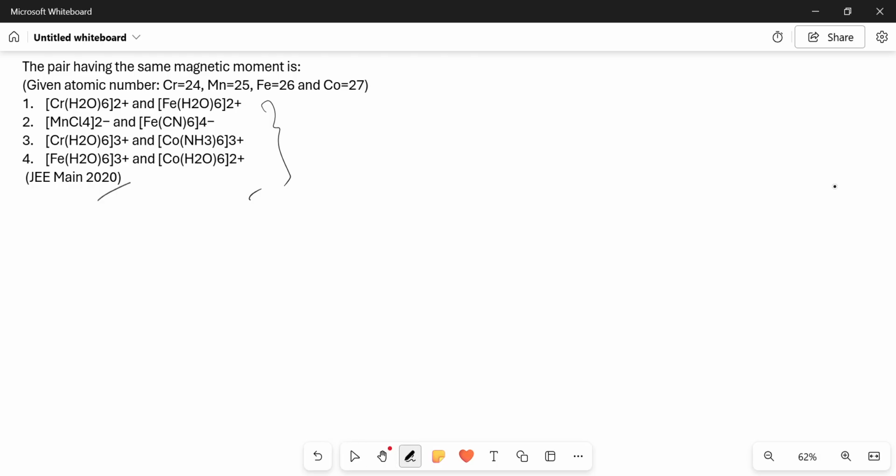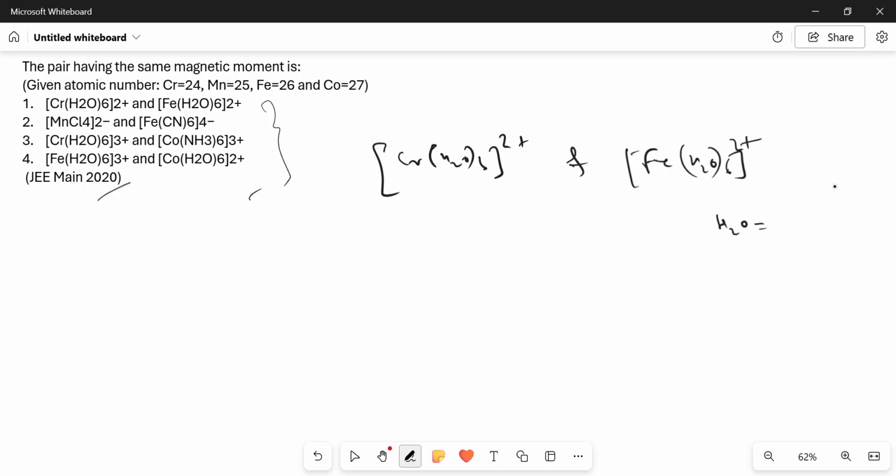So first one is [Cr(H2O)6]2+ and [Fe(H2O)6]2+. H2O is a weak field ligand in both cases. Now iron is in the +2 oxidation state, and chromium is also in the +2 oxidation state.